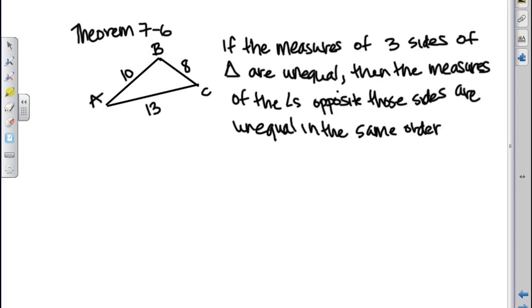So let's check out our sides here. Let's go in order. Side AC is the longest. So AC is bigger than AB, and both of those are bigger than BC. So we had 13 is bigger than 10 is bigger than 8. So we're going to match up those sides with those side measures. Now let's talk about angles.